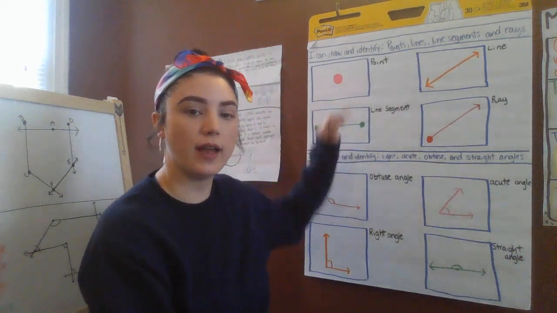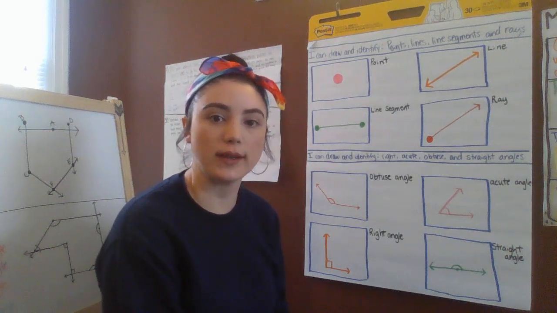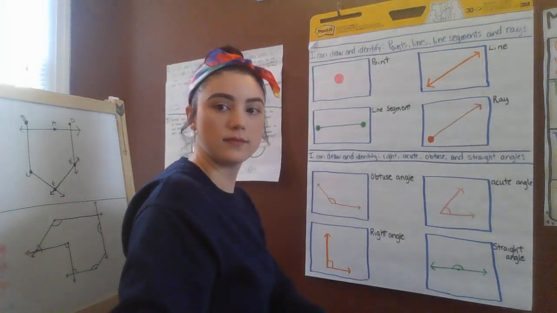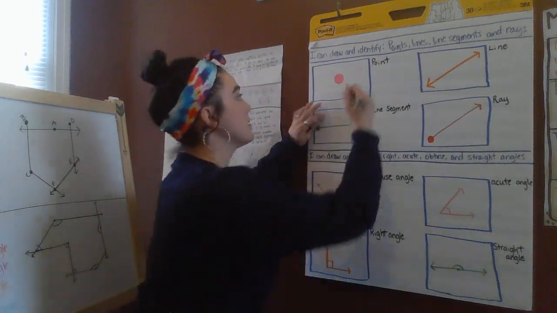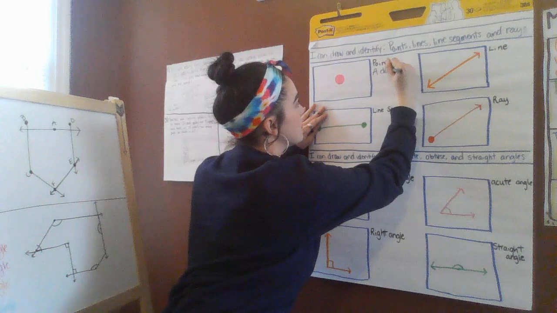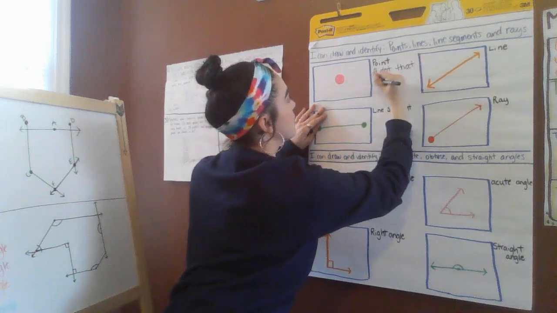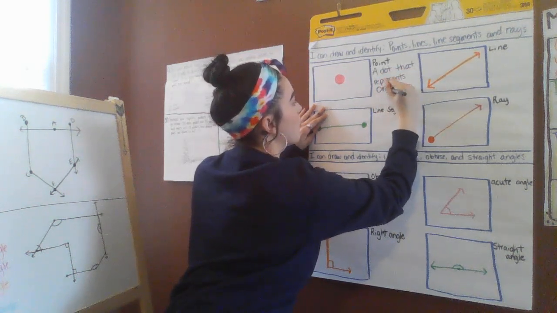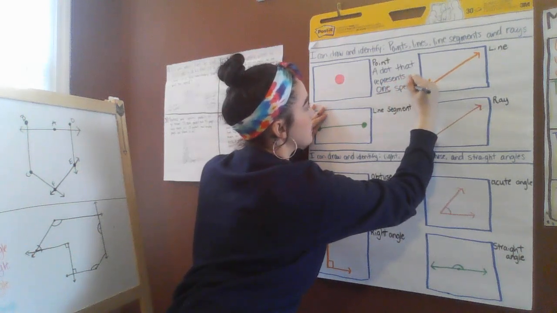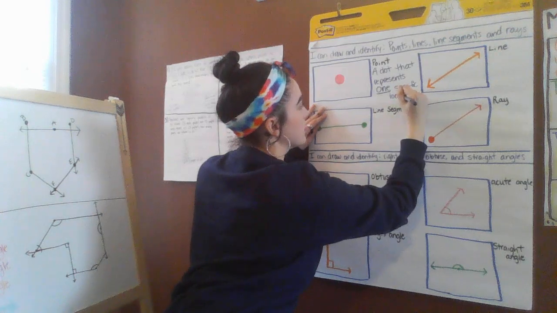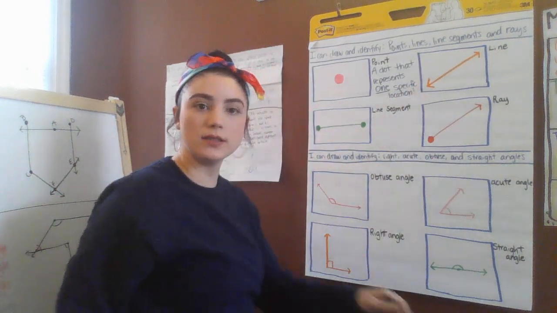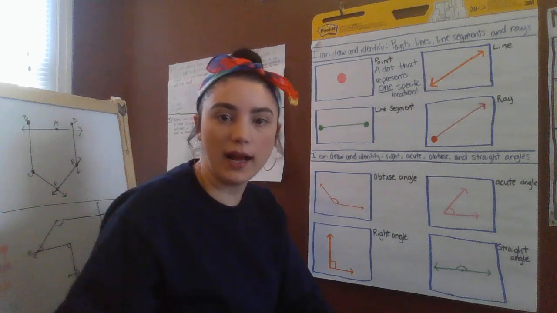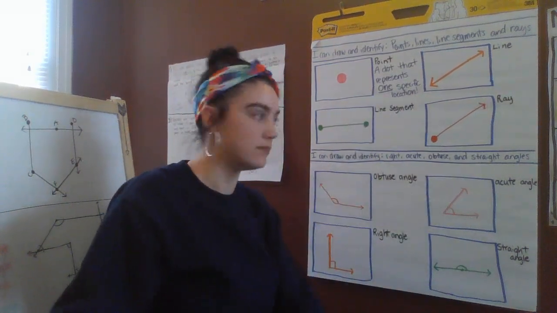In this section here, we have a big old dot, and it is labeled a point, okay? A point is a dot that represents one specific location. So it's just a dot that represents one specific location. It's like how you would use an X marks the spot in math, a point marks the spot, okay?